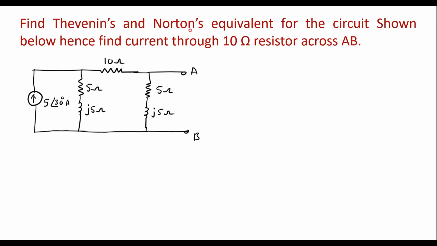Find Thevenin's and Norton's equivalent for the circuit shown below. Hence find current through 10 ohm resistor across AB. This is the given circuit. We are supposed to find Thevenin's equivalent circuit and Norton's equivalent circuit.